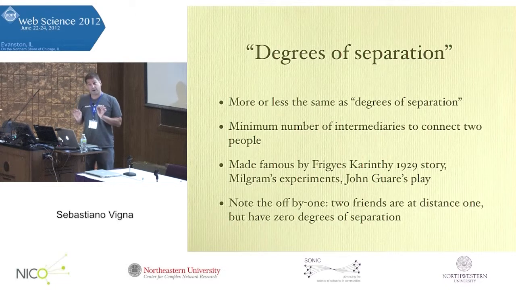Notice a small off by 1. Two friends are at distance 1, but have 0 degrees of separation. There are no intermediaries.